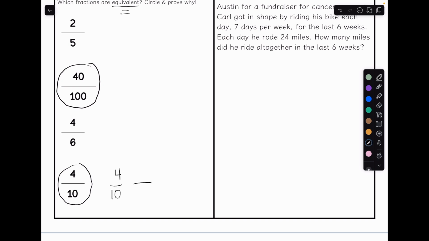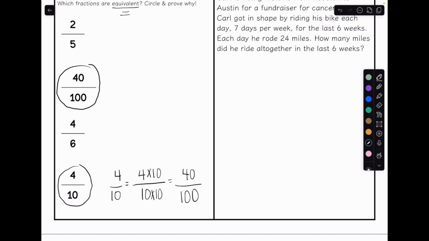So for me to prove how or why these are equivalent, I'm going to multiply by 10 because that's what we've been doing all year. We should all be super comfortable with multiplying by 10. We know that 4 times 10 equals 40. 10 times 10 equals 100. So that tells us that 4 tenths is equivalent to 40 hundredths, okay?